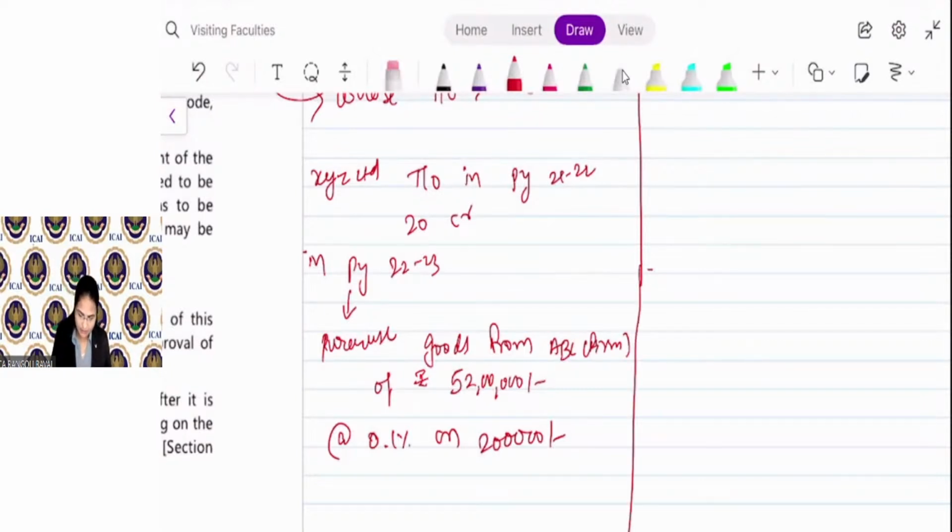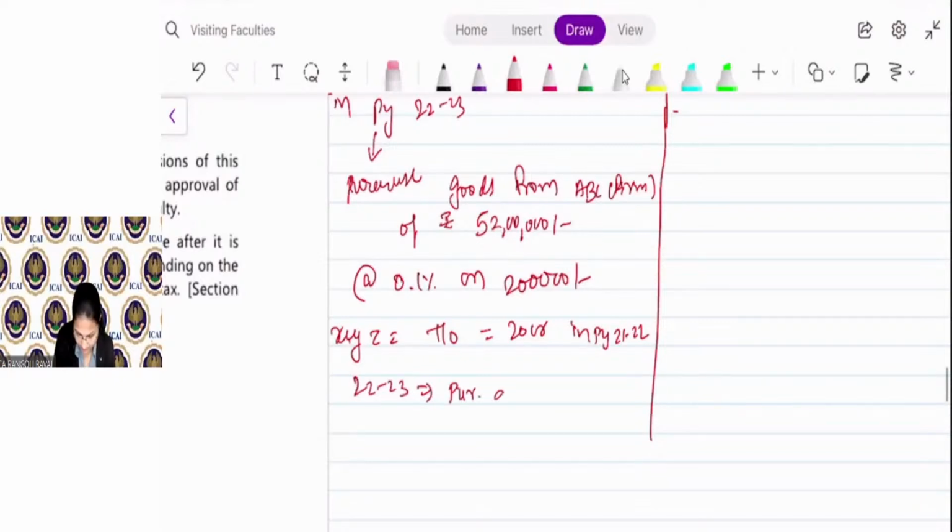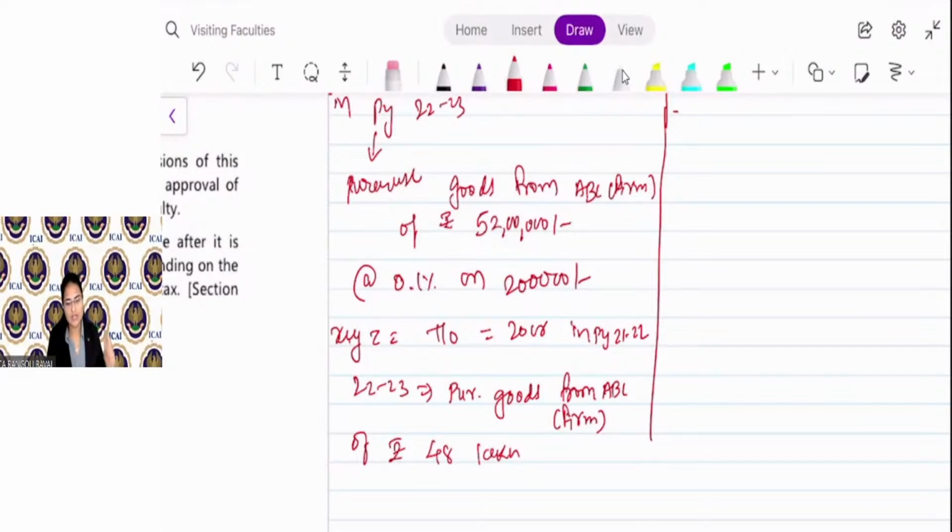Is that clear, everyone? Now, another example is, same example, the buyer is XYZ, turnover in last year is 20 crore. In current year, that is 22-23, purchase of goods from ABC firm of rupees 48 lakh. Whether TDS under section 194Q is applicable, yes or no? Give your answer, everyone, quickly.